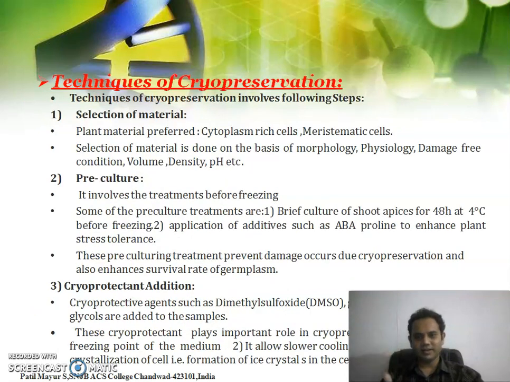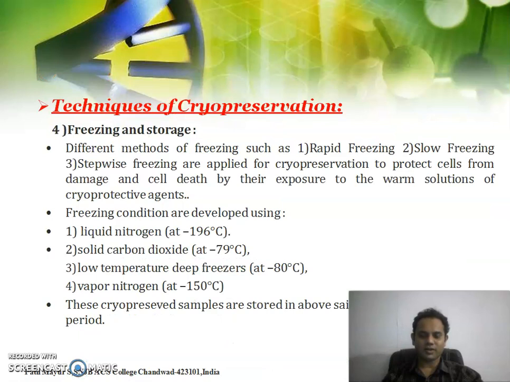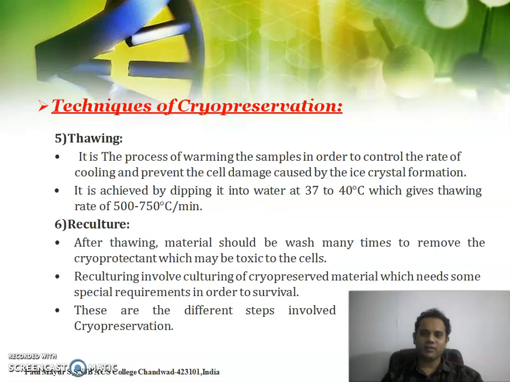Then afterwards we studied the techniques of cryopreservation, which include the steps like selection of plant material, then pre-culture, then cryoprotectant addition, then the fourth step is freezing and storage. The fifth one is thawing, where they are brought to room temperature from the chilled frozen state. The last one is reculture.